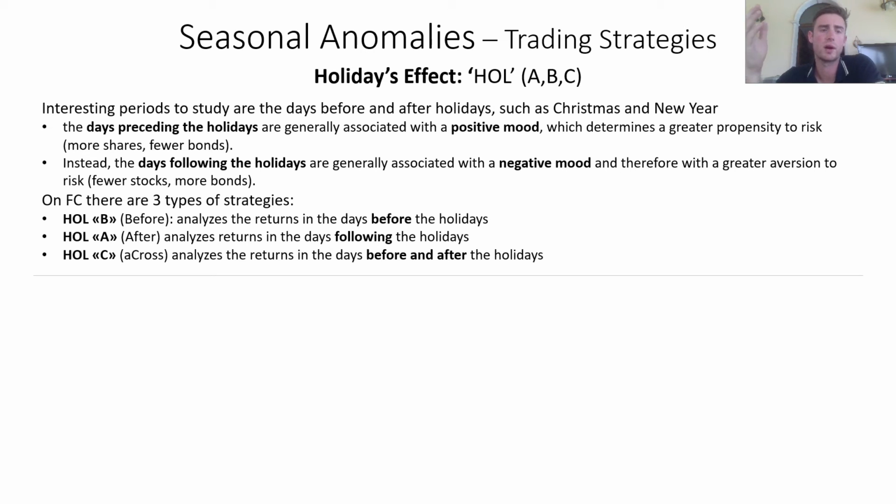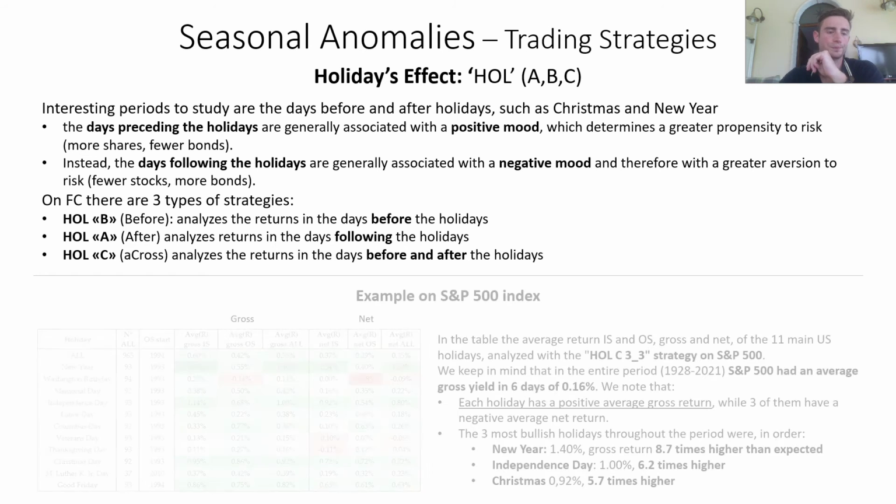On forecast cycles, there are three types of strategies aiming to catch this holidays effect. The first one is HOL B, meaning before. It analyzes the returns in the days before the holiday. Then we have A, after, which analyzes the returns in the days following the holidays. And finally, HOL C, across, analyzes the returns in the days before and after the holidays.